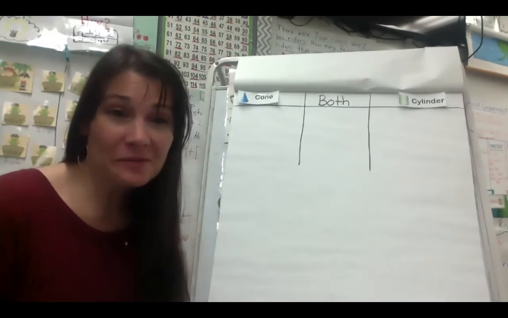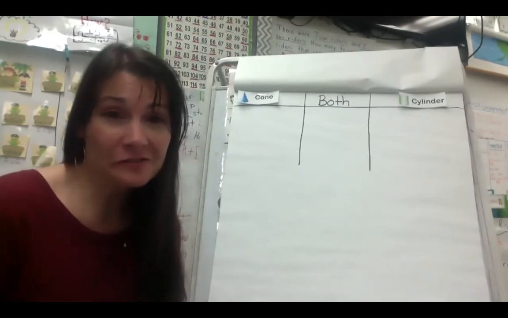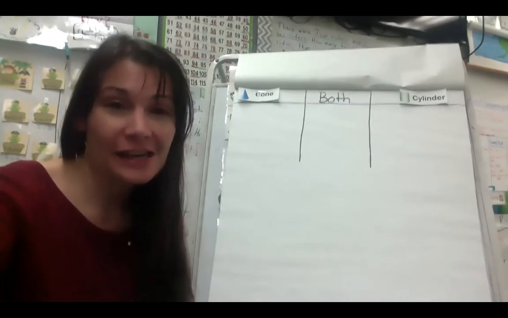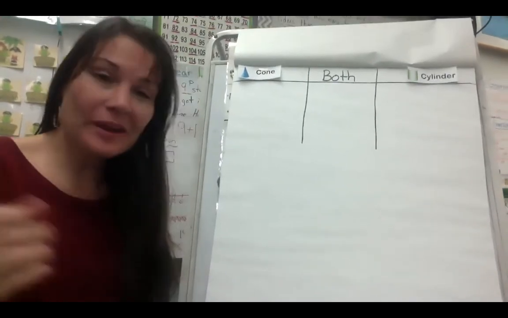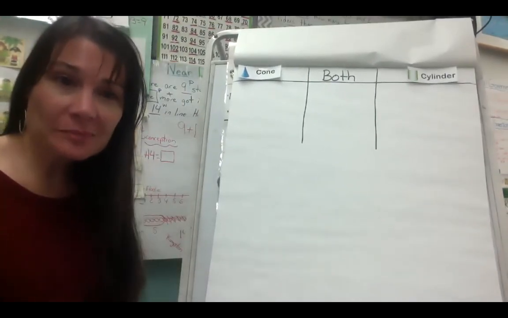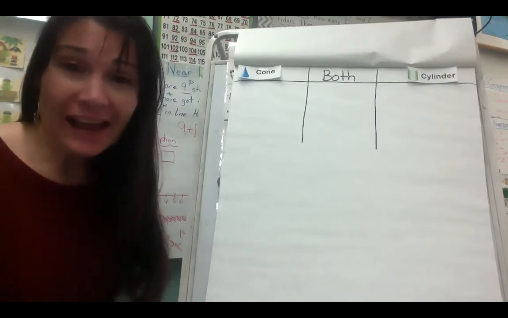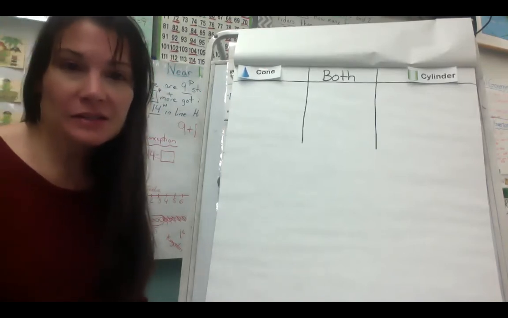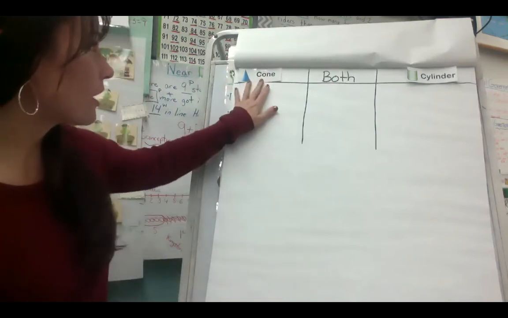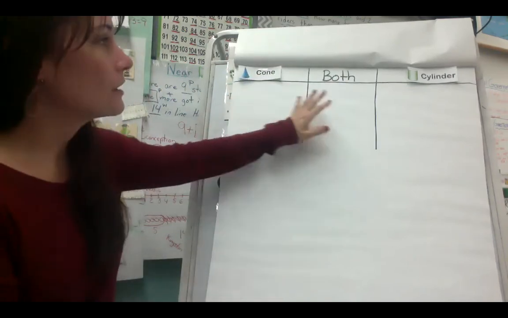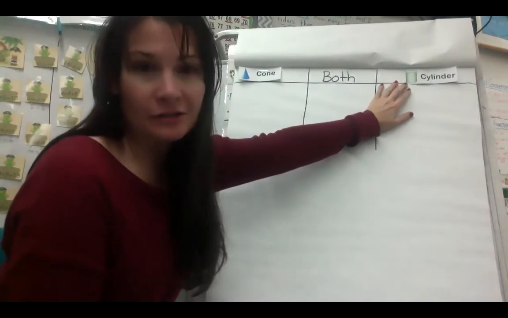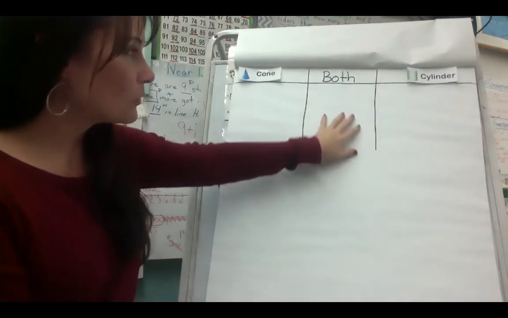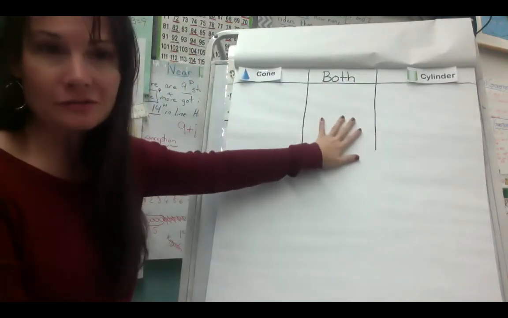I hope that some of those 3D shapes looked very familiar to you. So today, guys, we are going to think about those 3D shapes, their attributes, and how we can compare them. So we have here a column for the cone and a column for the cylinder. And then we have both items in the middle.